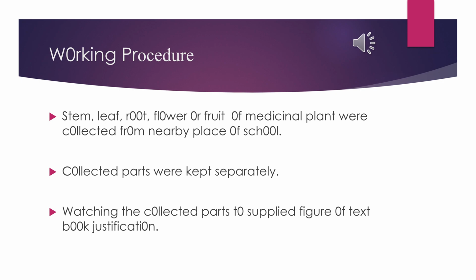Now we are going to discuss the working procedure for the observation and identification of medicinal plants. For this procedure, firstly we collect different kinds of stems, leaves, roots, flowers or fruits of medicinal plants from a nearby place of our school. Then we separate these collected parts in a secure place. After that, we watch the collected parts and compare them with the figures in the textbook.